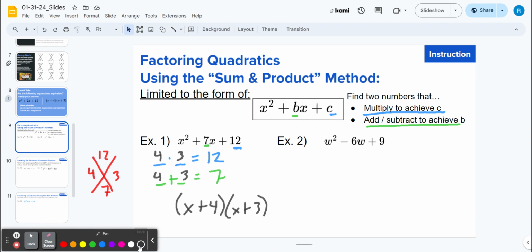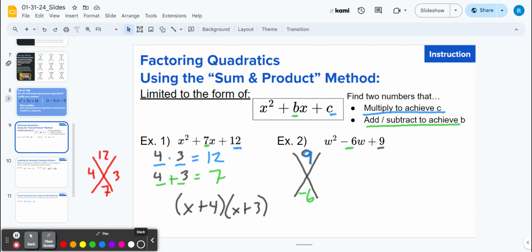So example 2, this time we're working with w's. I'll use this little x method this time around. Using that x method, we want to multiply to achieve that c, which in this case is 9. I'll make that blue. And we want to add up to achieve that negative 6. Notice how that negative sign comes with it.